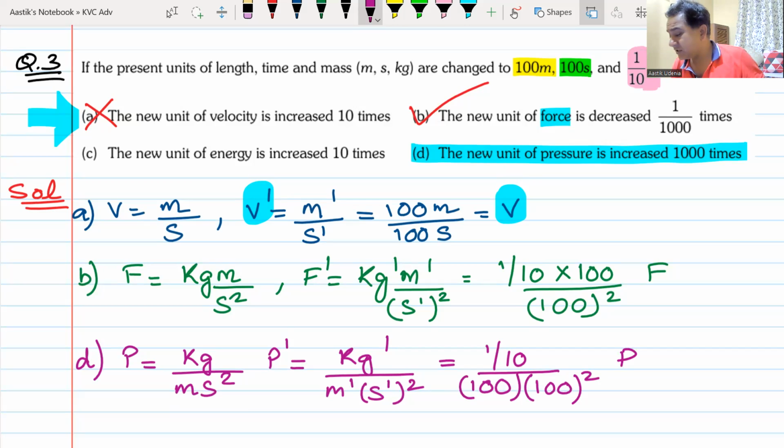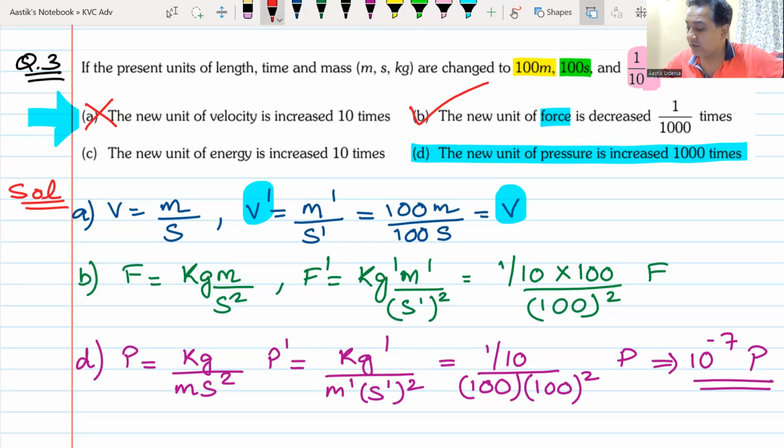So my original pressure has become 1 by 10 divided by 100 divided by 100 square, so 10 raised to the power minus 7. I will get the answer as 10 raised to the power of minus 7 times of P if I am correct. Option D says that it is 1000 times. This is definitely wrong, and therefore this option is wrong. Similarly, you can check this option will also come as wrong. The only correct option is option B.